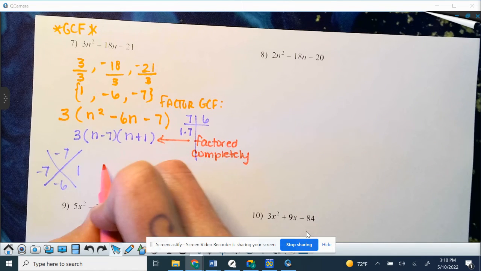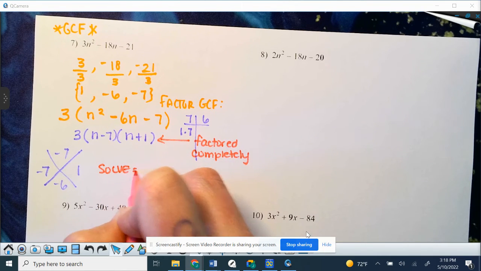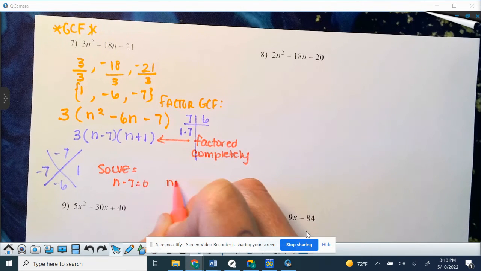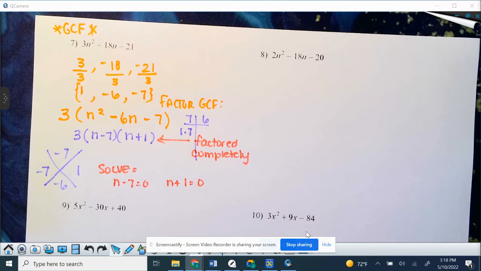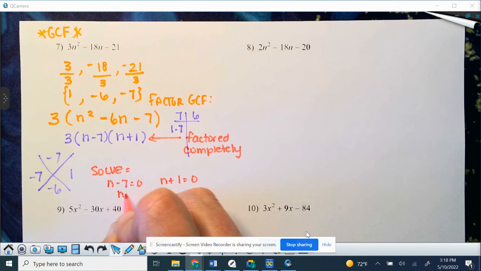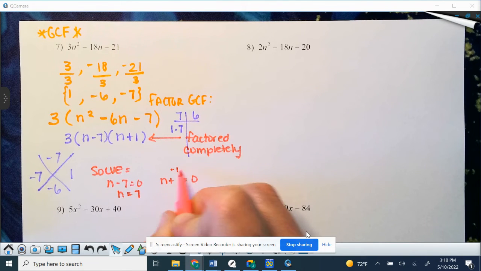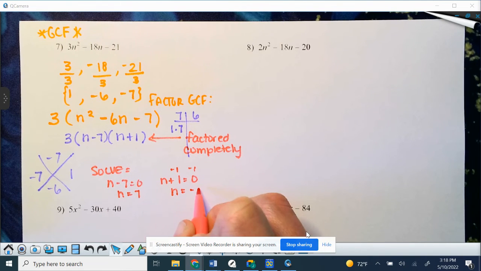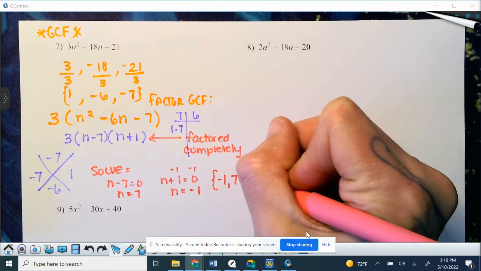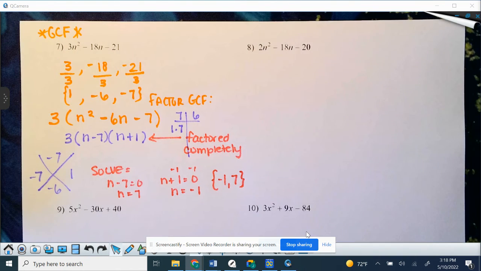Now, to solve, it's going to be n minus 7 equals 0 and n plus 1 equals 0. Solve for n, so we're going to add 7 to both sides. N equals a positive 7, and then subtract 1 from both sides. N equals a negative 1. So the solutions are negative 1 and positive 7.